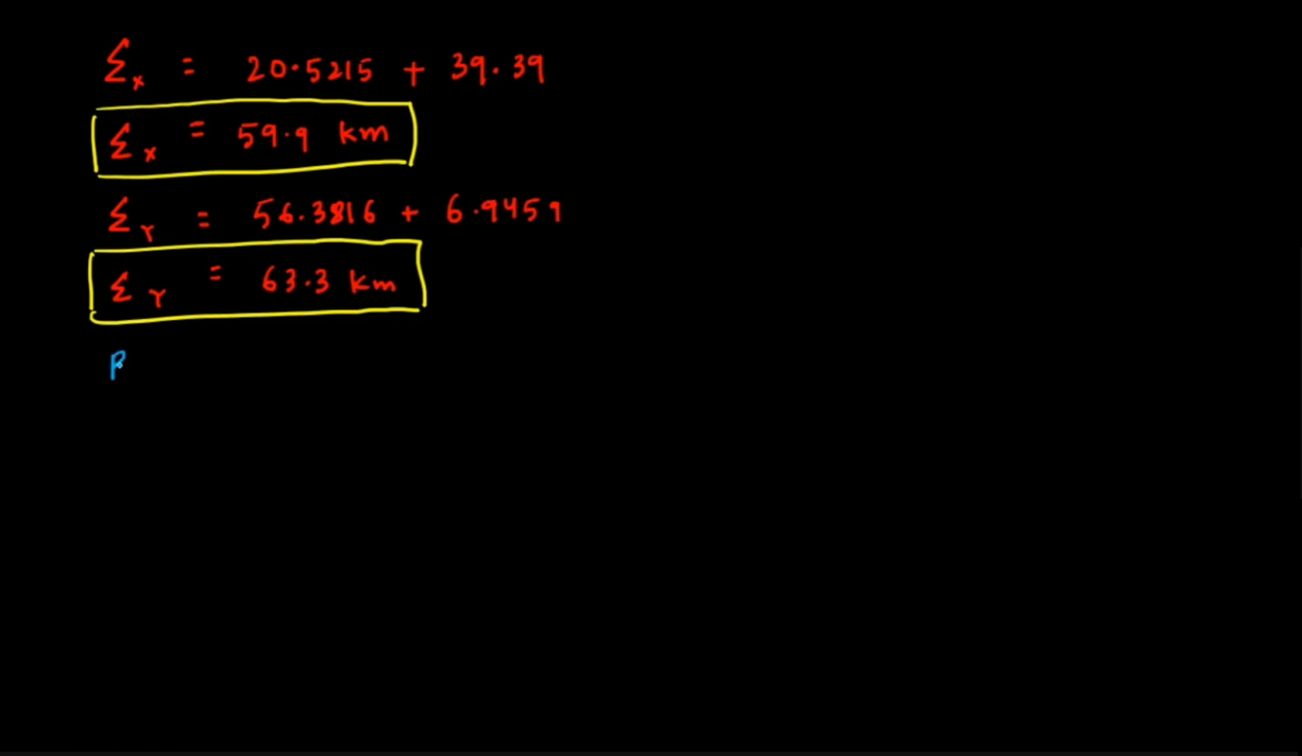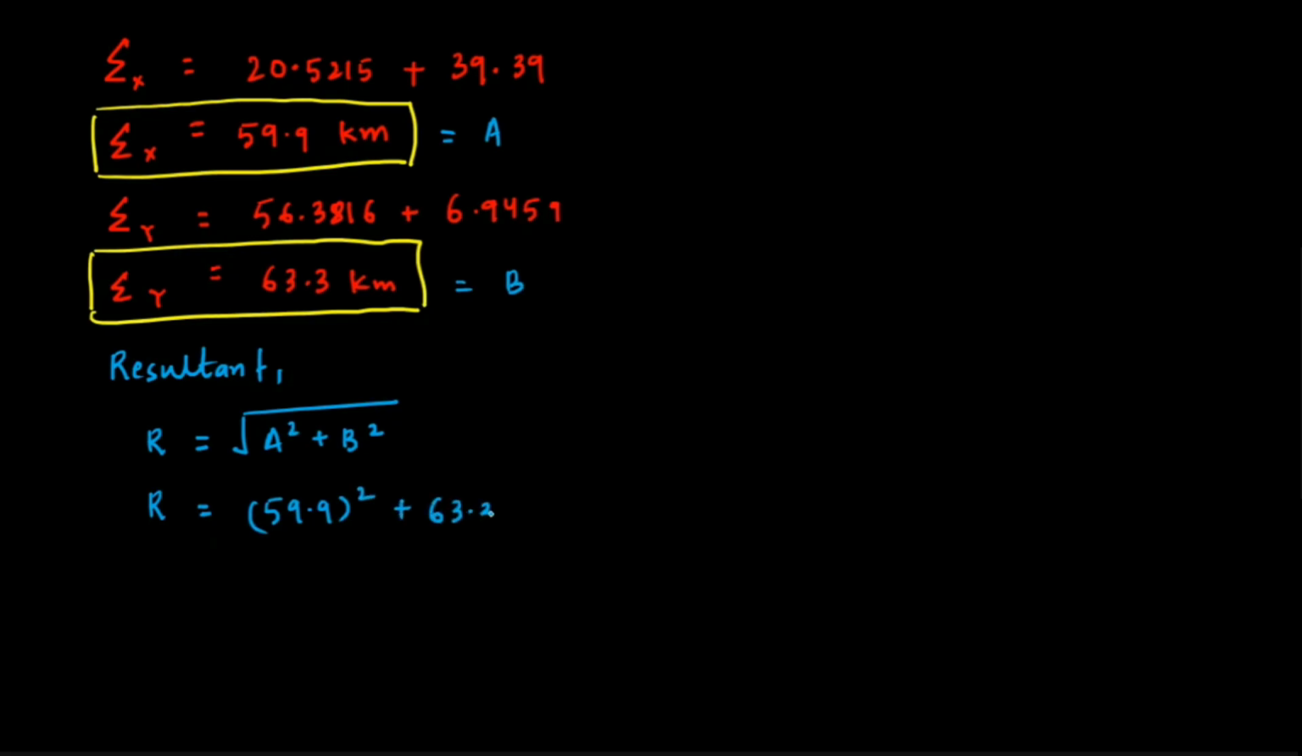So now we have to find the resultant, and the resultant must have magnitude R, which equals the square root of a square plus b square. I can assume this as my a, I can assume this as my b. So the resultant is going to be the square root of 59.9 square plus 63.3 square. Once you solve this, you get the resultant as approximately 87.1 kilometers. So this is the resultant of these two vectors, which is given in problem 1.